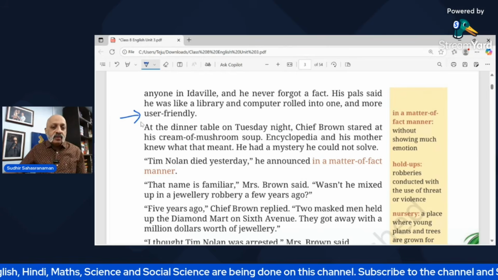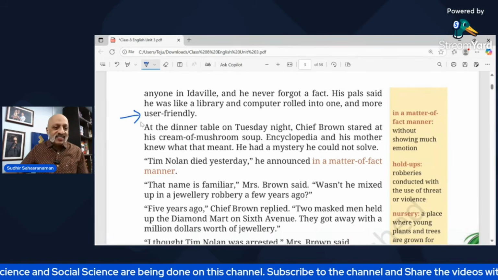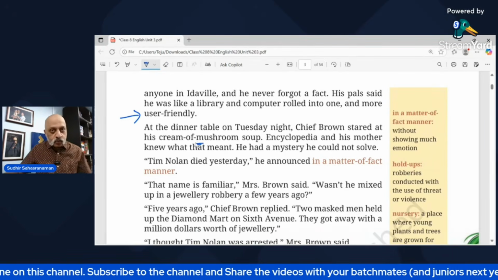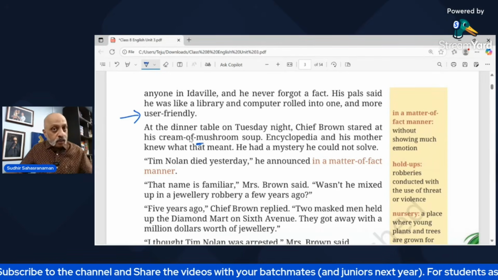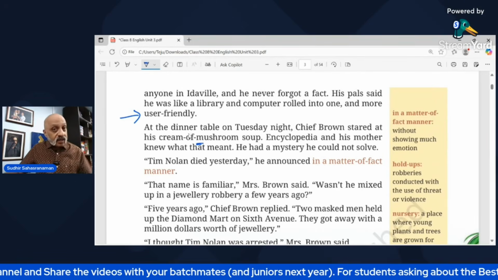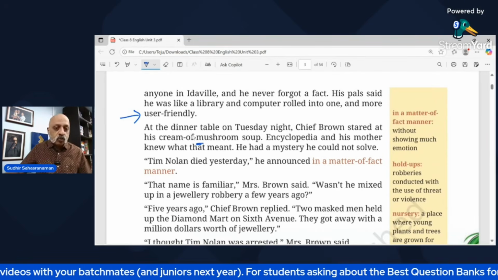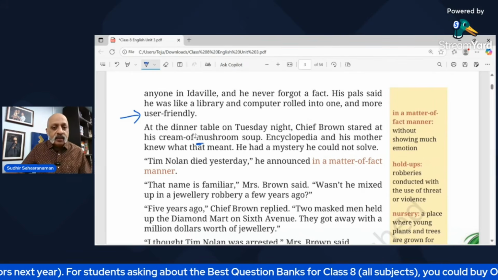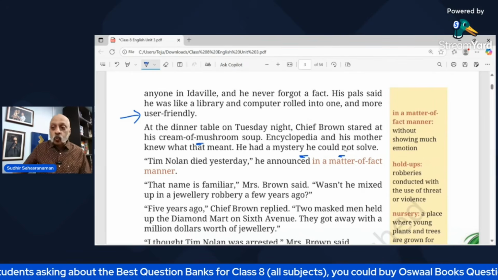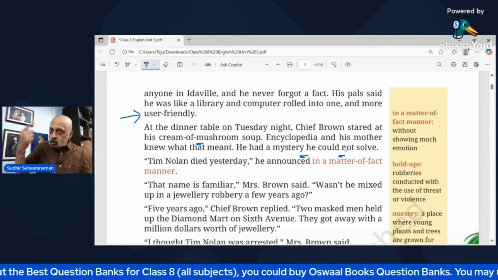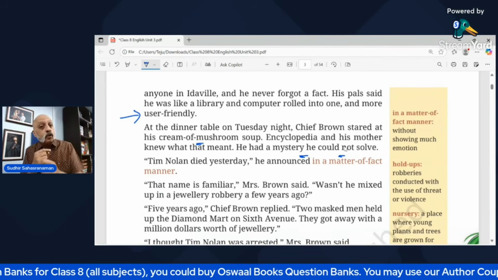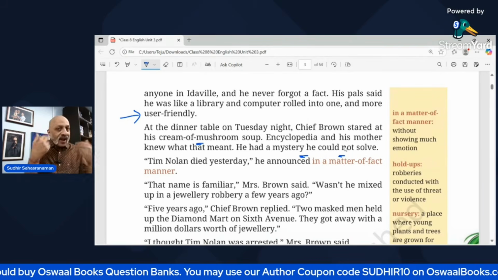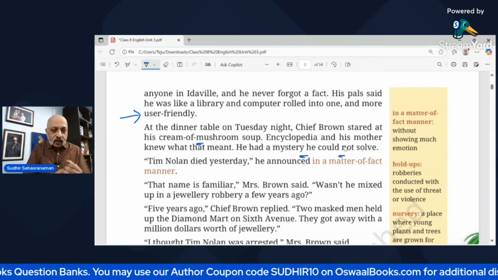Okay. At the dinner table on Tuesday night, Chief Brown stared at his cream of mushroom soup. So he was having soup. Soup is the starter. So they have not come to the main course or the dessert. Encyclopedia and his mother knew what that meant. He had a mystery he could not solve. So when he was lost in his own thoughts, it meant that the police chief had a case that he was finding difficult to solve and he was thinking about it.